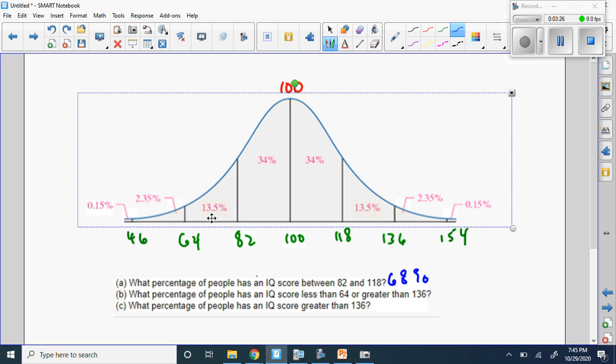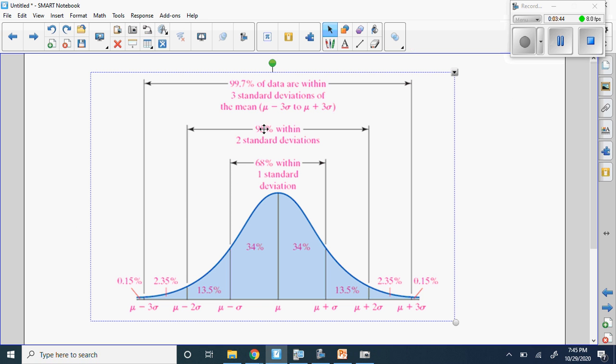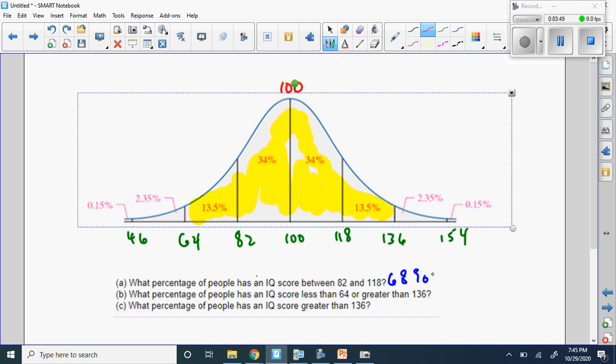64 to 136 would encompass two standard deviations. So we're looking at all of this area. 13.5 plus 34 plus 34 plus 13.5, if you look over here, gives you 95%. Okay, 95%. Now, which percentage of people has an IQ score greater than 136?